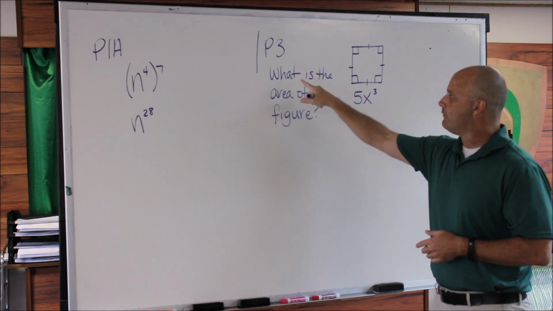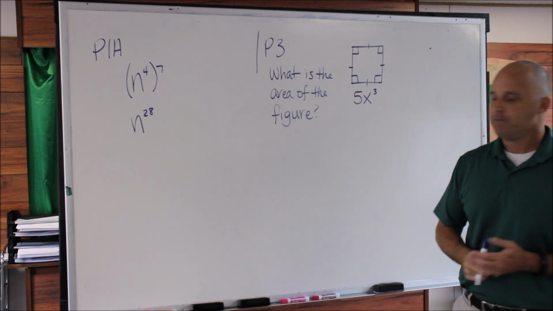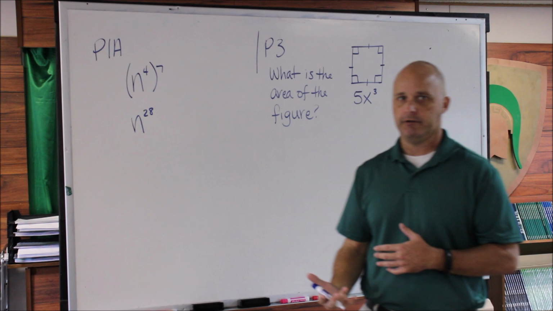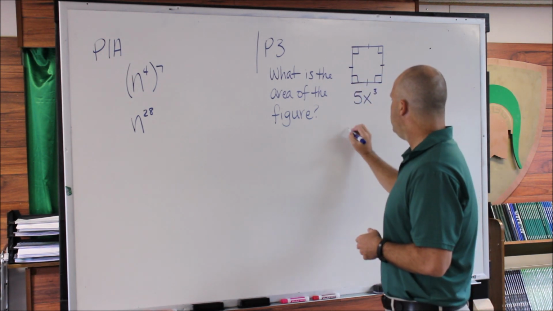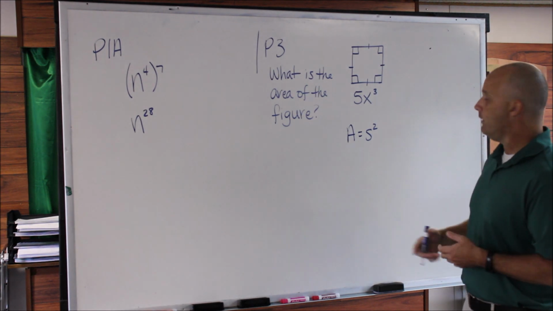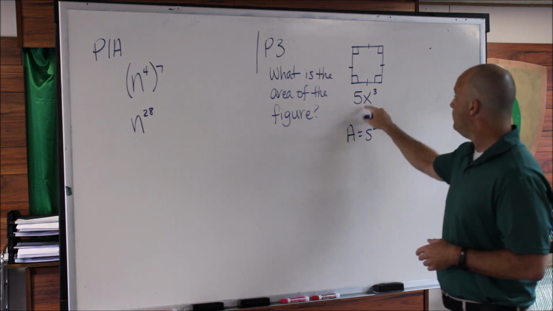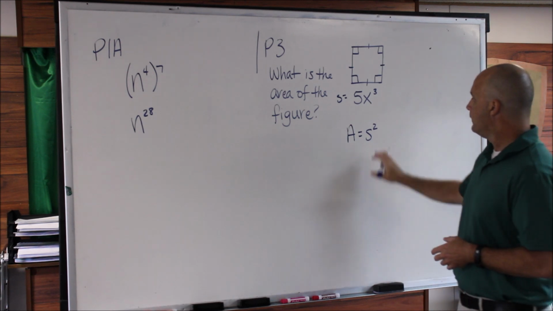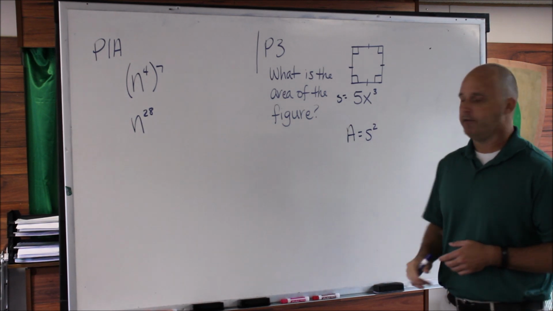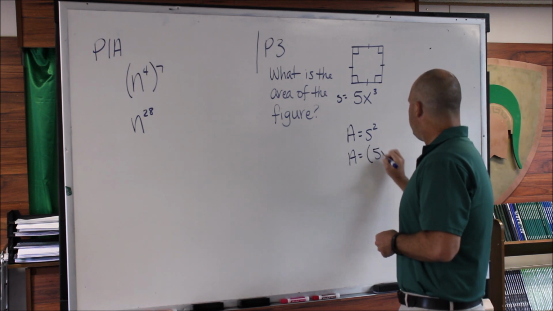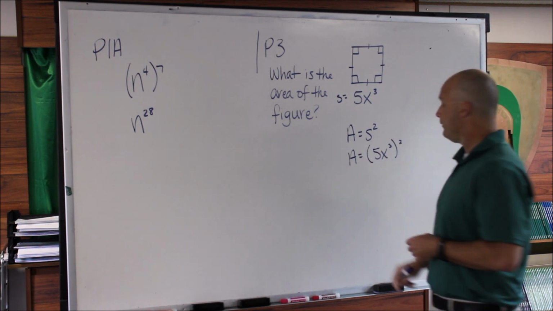What we want to do is find out what is the area of the figure. In order to do this, we've got to know the area formula for a square. And that's going to be A equals S squared. Now, do we have the length of one of the sides? We do. S is equal to 5x cubed. So all we're going to do is replace this S with 5x cubed. So that gives us A equals 5x cubed, squared.